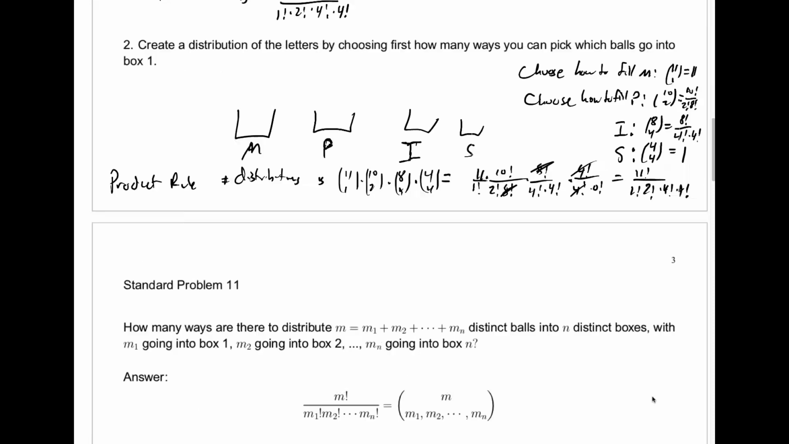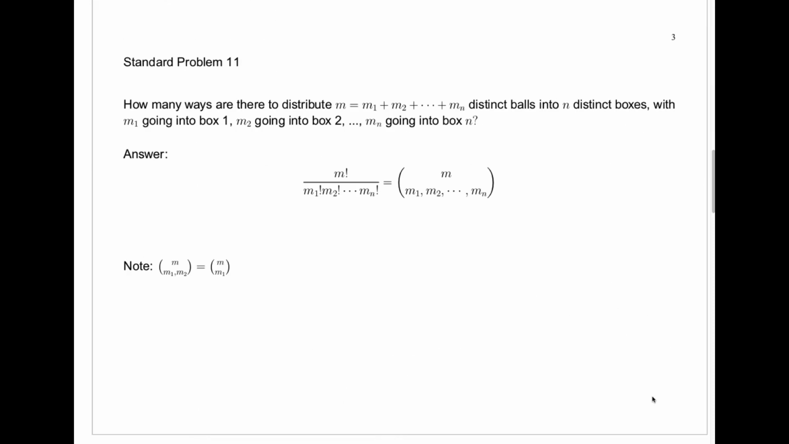Does this generalize? Of course it does. How many ways are there to distribute M balls into N boxes? So there are N boxes. If you tell me how many go into each box, M1 is the number going into box 1, M2 is the number going into box 2, M3 is the number going into box 3, etc., all the way up to M sub n, which is the number going into box n. And for this to make sense, we need M to be M1 plus M2 all the way up to M sub n. The total number of balls is the sum of the numbers that go into each box.